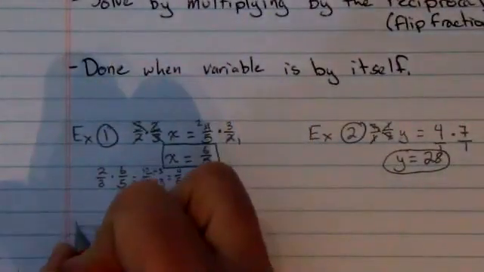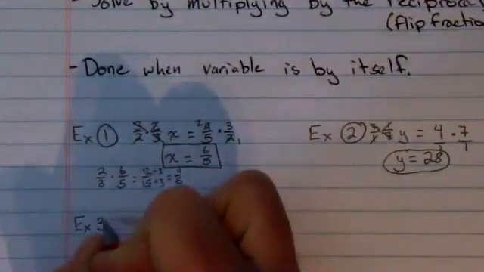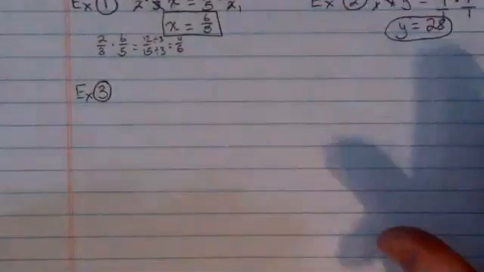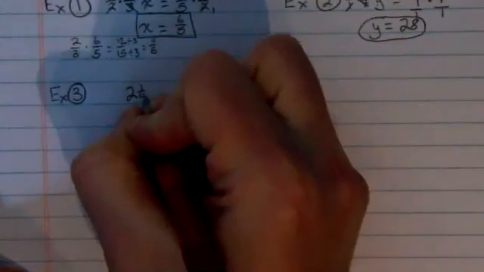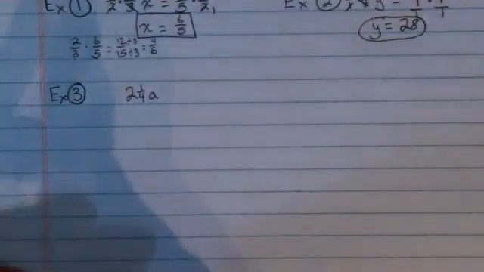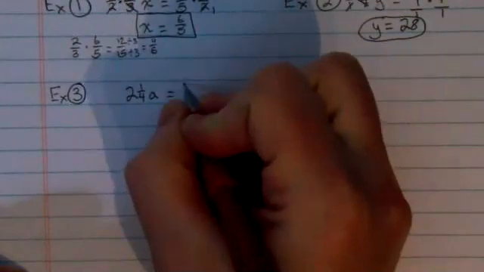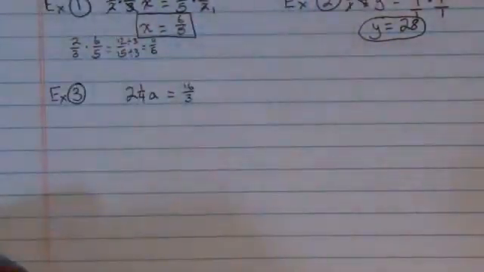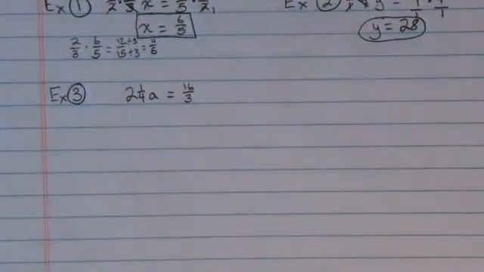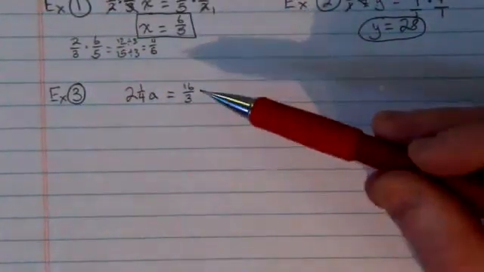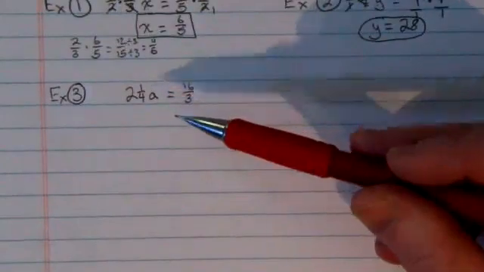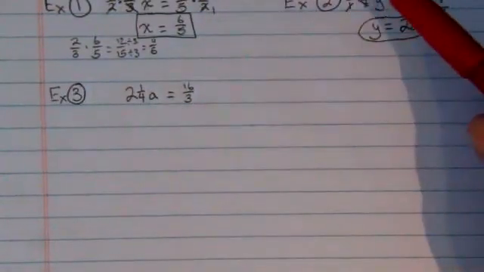And let's look at one more example. Example 3 is going to be 2 1/4 times the value a equals 16 thirds, or 16 over 3. So here we see we have a value times a variable equals a fraction. So we need to get this variable by itself. Well, we know where they're fractions, so we've got to multiply by the reciprocal.